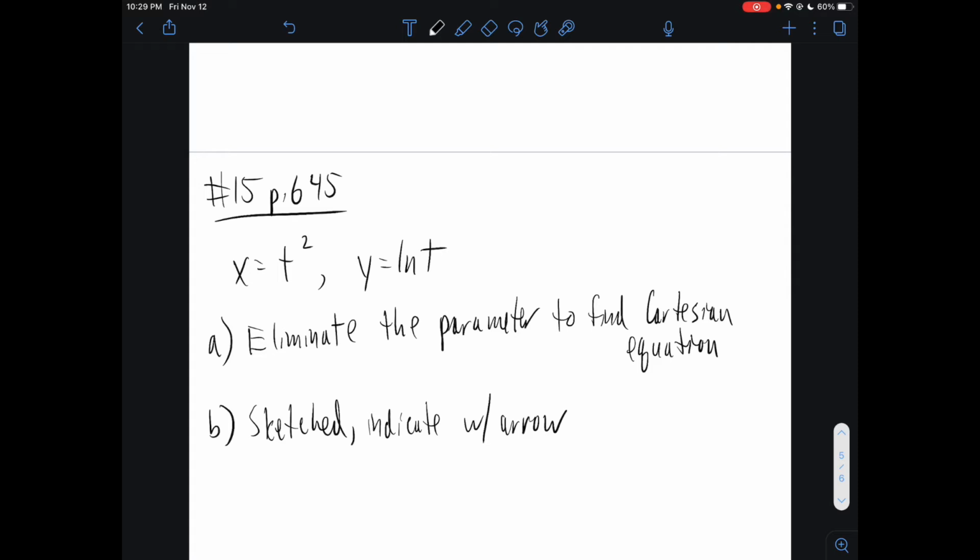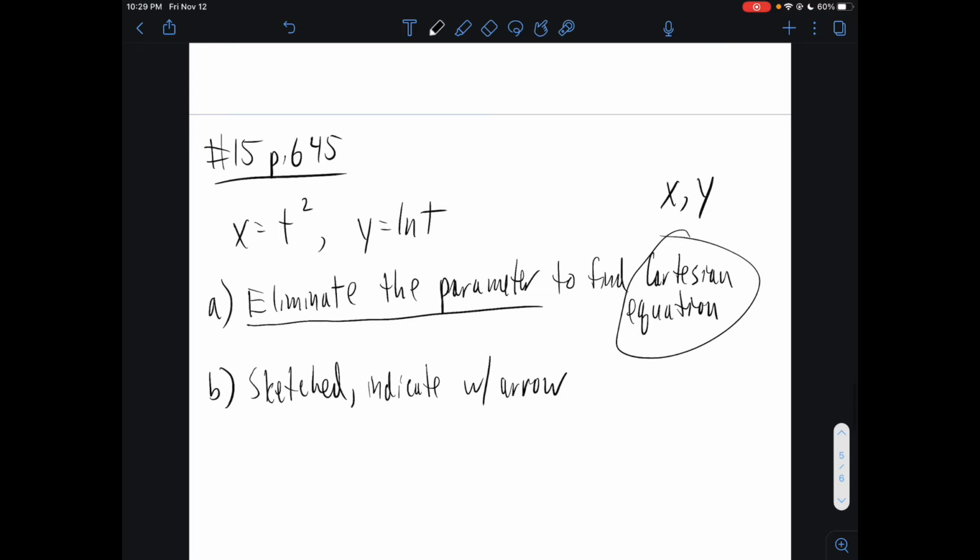Okay, so eliminating the parameter means you don't want to see t. You want to find a Cartesian equation, something with just x and y. So you would like an equal sign, you'd like some x's, you'd like some y's, and you'd like some constants, but no other variables. That's the idea.